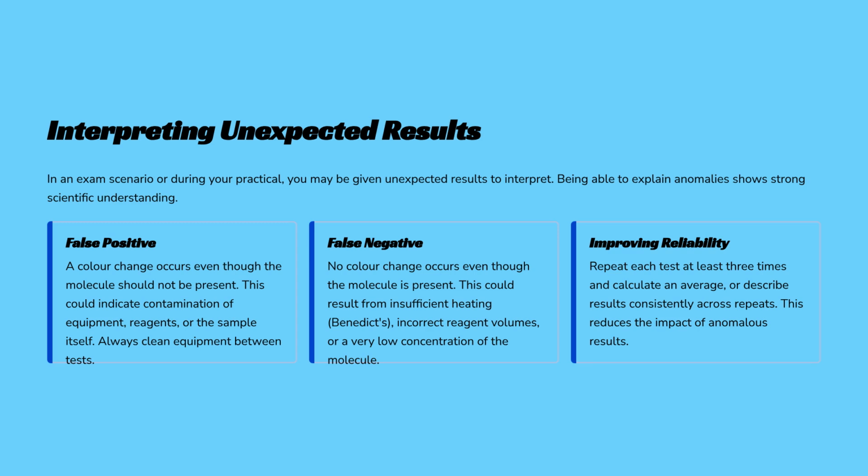Unexpected results happen. A false positive might mean contamination, while a false negative could suggest low concentration or poor heating. Improve your experiment's reliability by repeating tests at least 3 times to calculate an average, which helps minimize the impact of any single anomalous result.